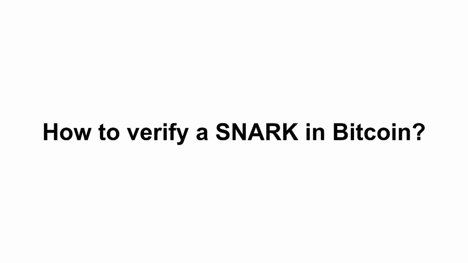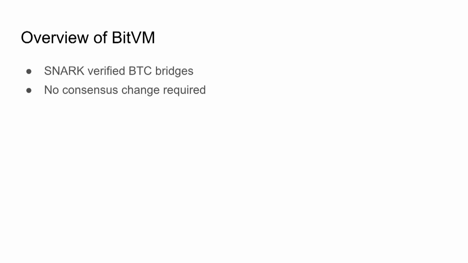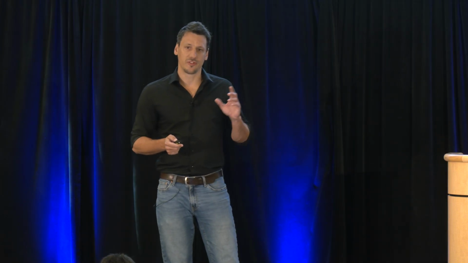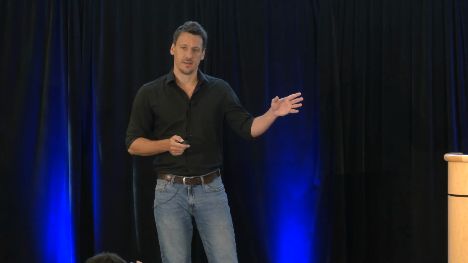So how do you verify a snark in Bitcoin, even though you cannot really do it in the scripting language? And the answer to that is BitVM. In general, BitVM is a way to verify snarks in Bitcoin, even though the scripting language actually doesn't allow it. So it's a workaround, a hack. And how does that work? Well, as I said, we want to have snark verified bridges without any consensus change, and the key idea is that we're going to use optimistic computation for that. So basically, you just claim this snark is valid, and if it's invalid, someone can succinctly disprove you.